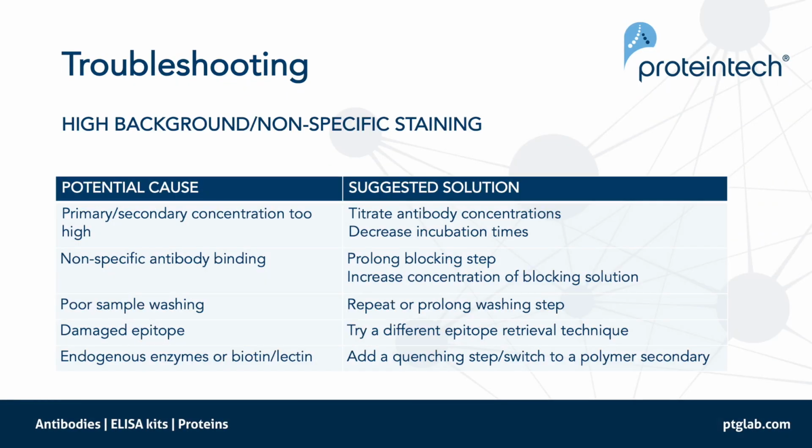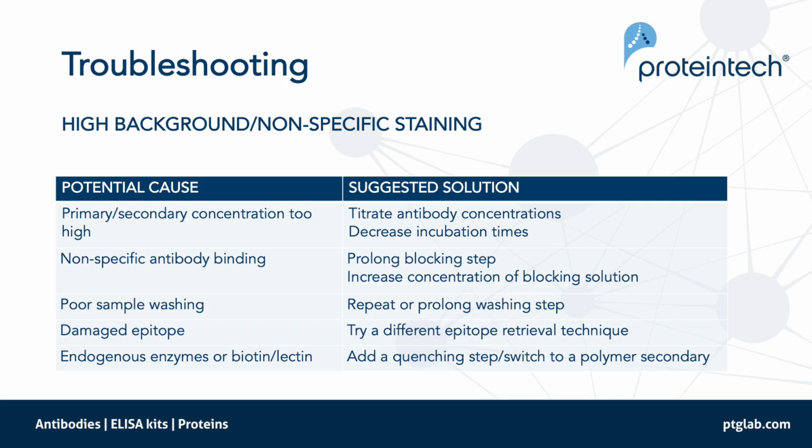So the next problem that people often see is high background or non-specific staining. And as I showed with our antibody titration slide, it could just be that your antibody concentration is too high. So perform titrations and go perhaps lower than you think you need before determining whether or not that is causing your high background. It could also be that you have non-specific antibody binding.